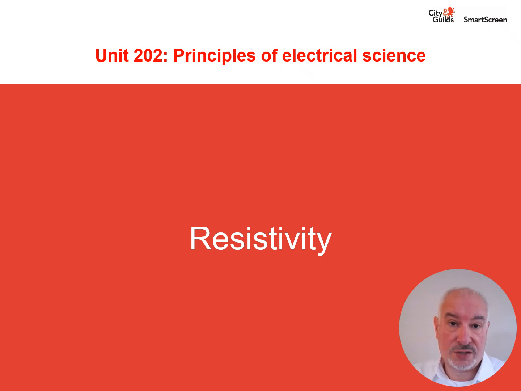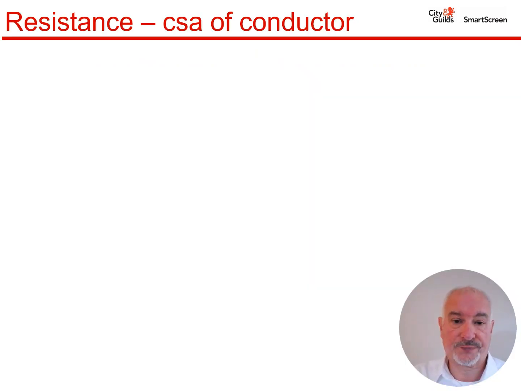This video is on the subject of resistivity. Now previously we've seen that the resistance of a conductor is directly proportional to the length of the conductor. Now we're going to look at the cross-sectional area of the conductor. By cross-sectional area we simply mean that if you cut a conductor in half and look down the end, the area of the surface that you can see, that's the cross-sectional area.